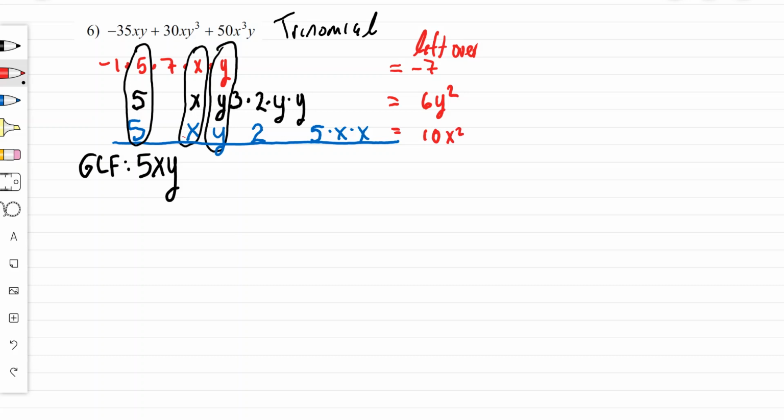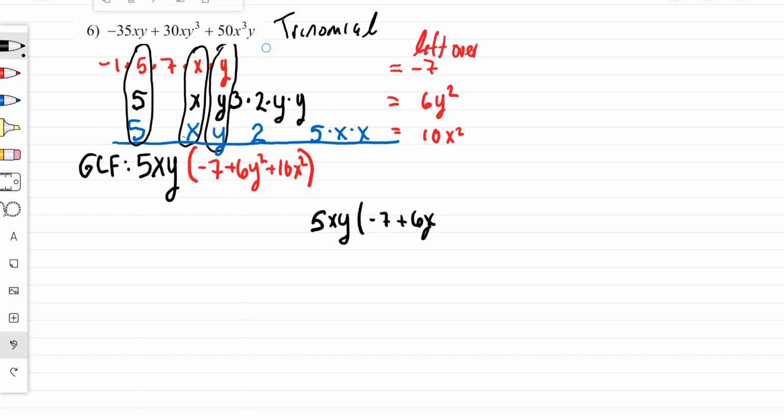Okay, I put these in parentheses. I start off with this one, then I move to this one, then I move to this one. So I have a -7, a +6y squared, and a +10x squared. All right, let's see if this works. So here we go. I'm saying that my answer is the factors 5xy times (-7 plus 6y. That's an ugly y.